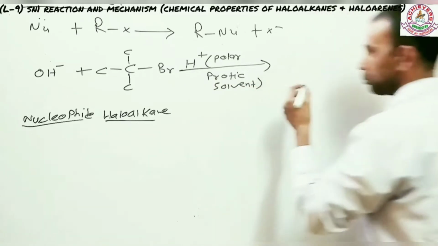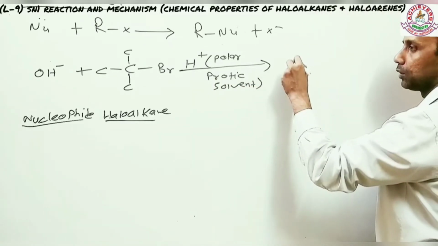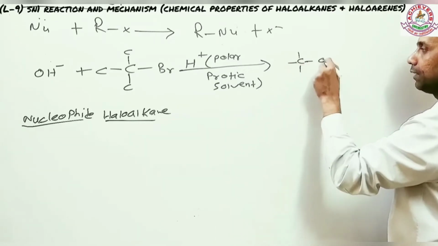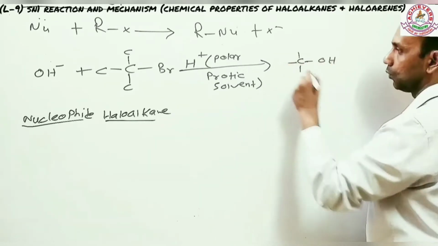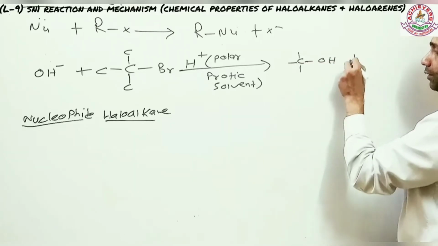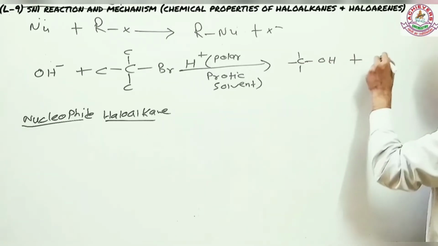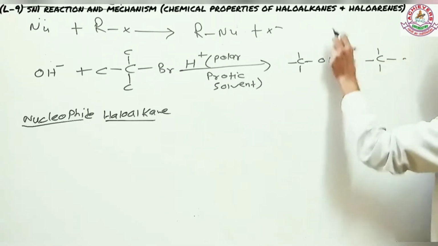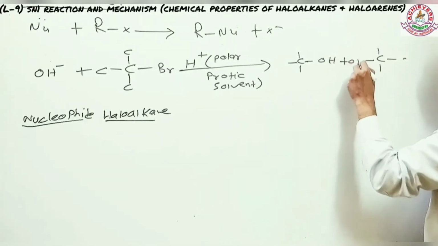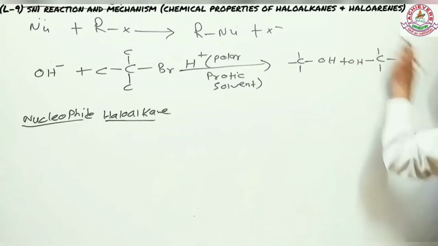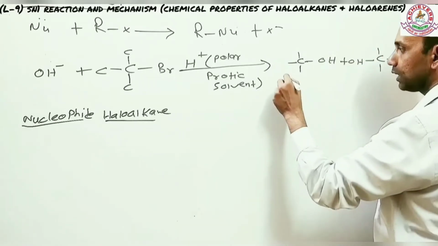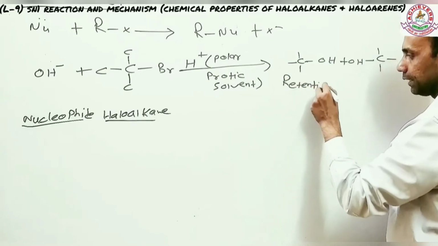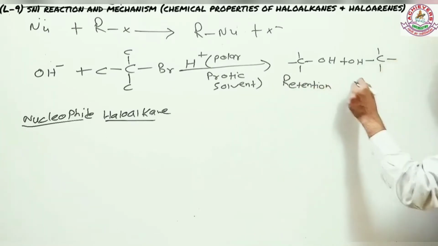Now what happened? The product coming out is tert-butyl alcohol. But there is another product which is also tert-butyl alcohol. However, this one is called retention, but this one is called inversion.